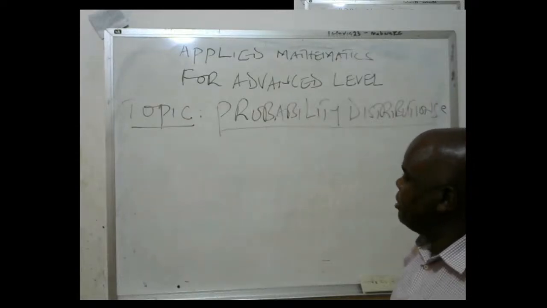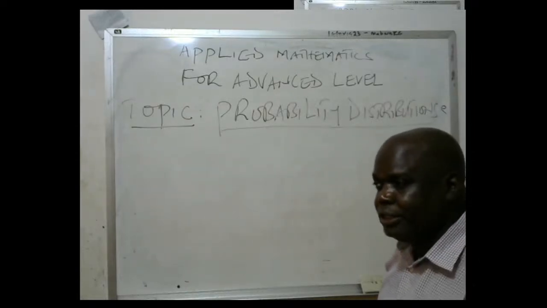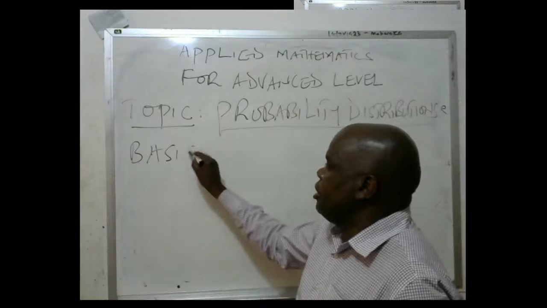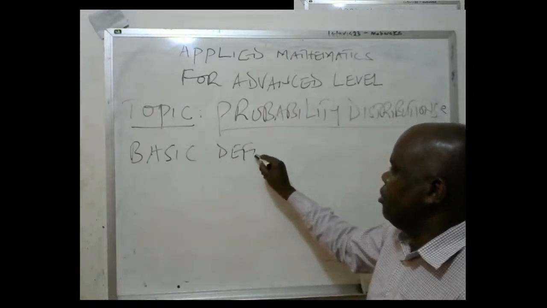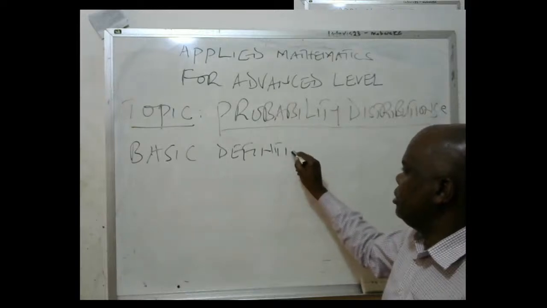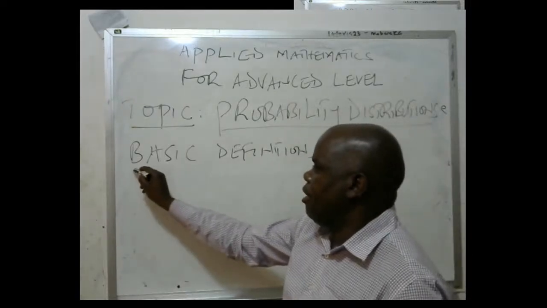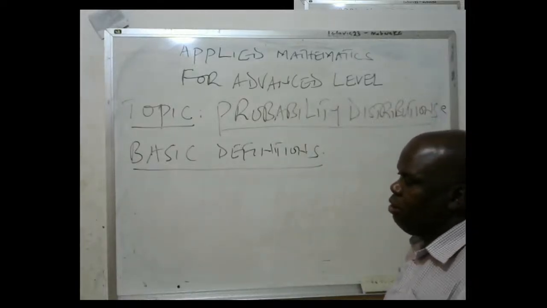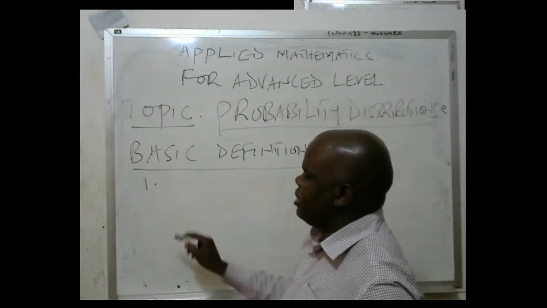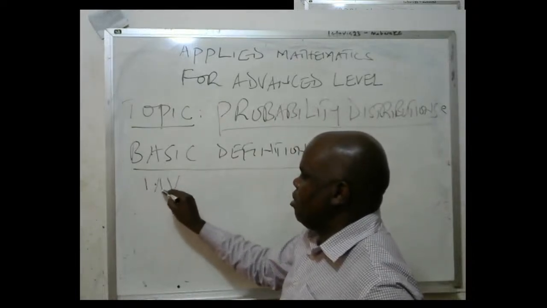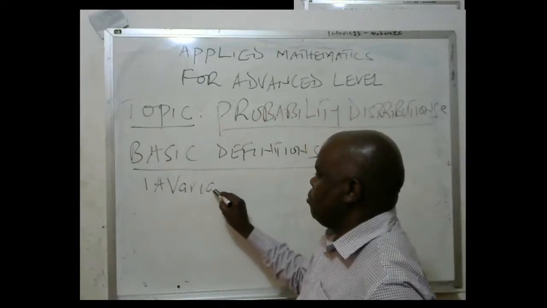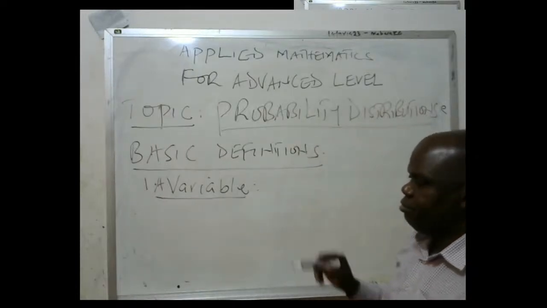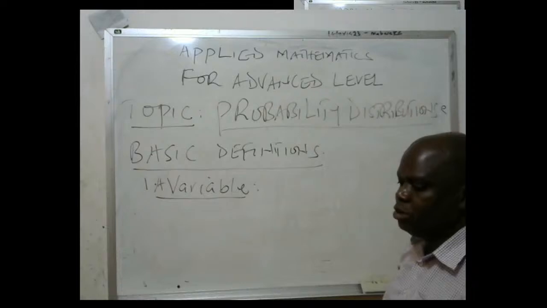So for you to understand probability distributions very well in applied mathematics, you need to understand these basic definitions. When you understand these basic definitions, then you will have no big problem with the probability distributions. One, you need to understand what we call a variable. So what's a variable? That's the beginning point of probability distributions.